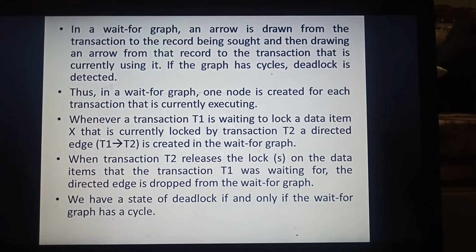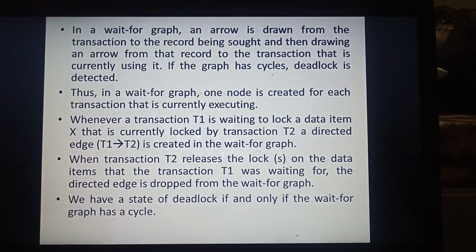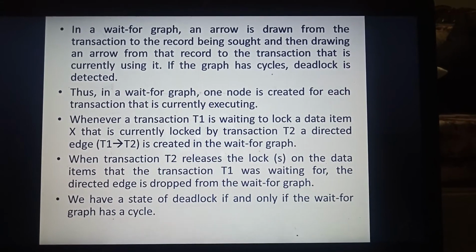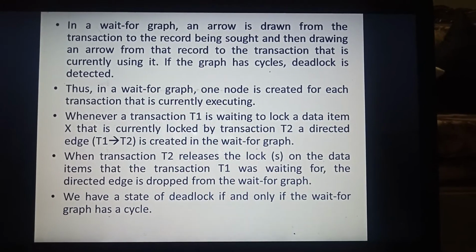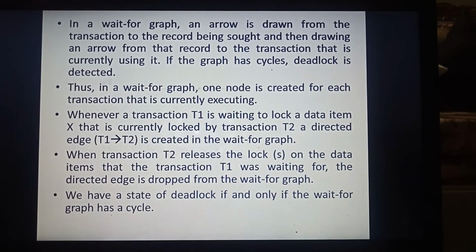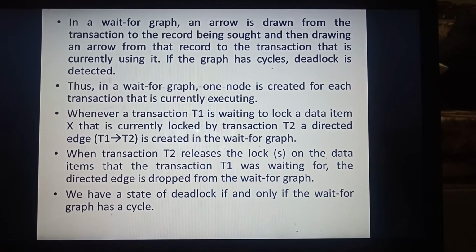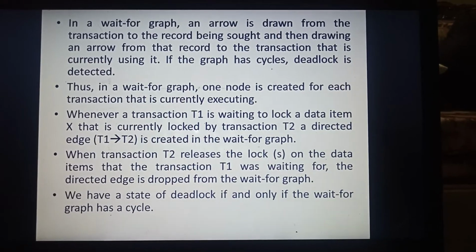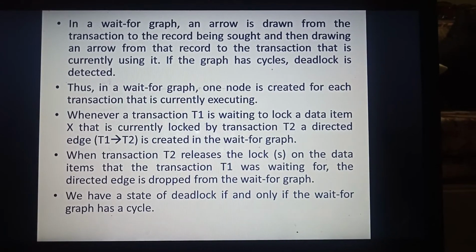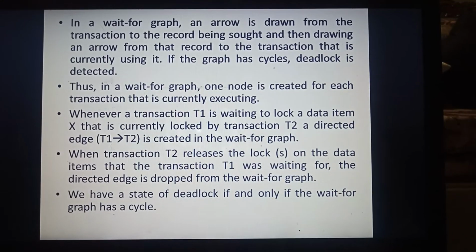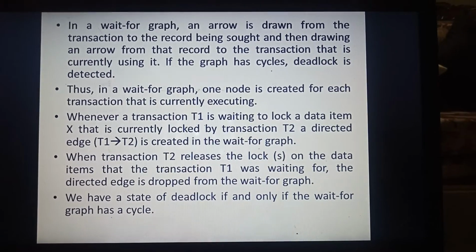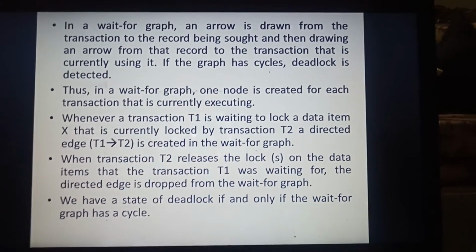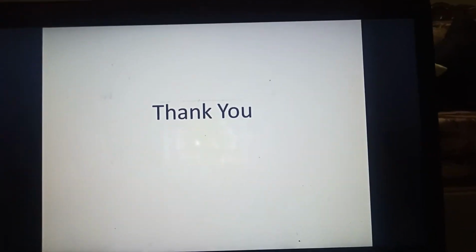Whenever a transaction T1 is waiting to lock a data item X that is currently locked by transaction T2, a directed edge from T1 to T2 is created in the wait-for graph. Now, when the transaction T2 releases the lock on the data item that transaction T1 was waiting for, the directed edge is dropped from the wait-for graph. And we have a state of deadlock if and only if the wait-for graph has a cycle. If a cycle is formed, then it means deadlock occurs.